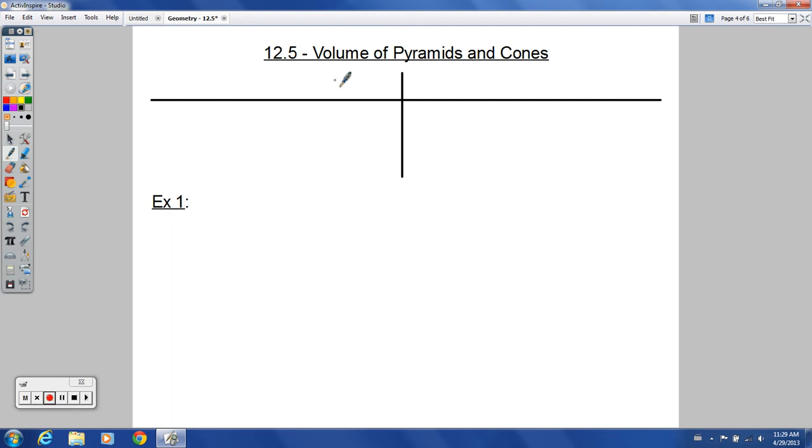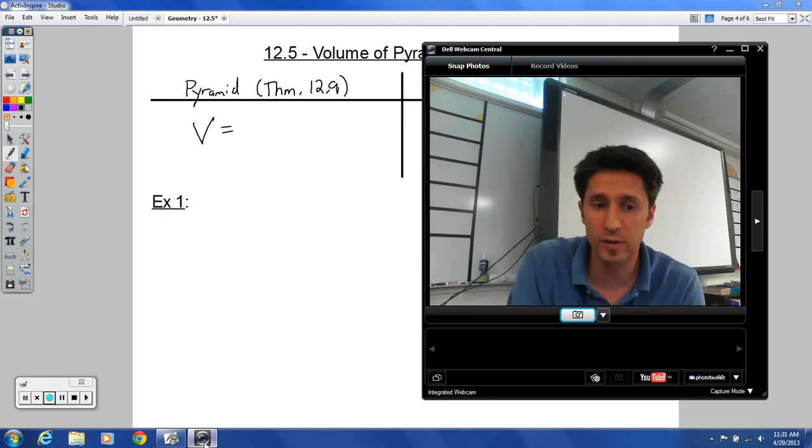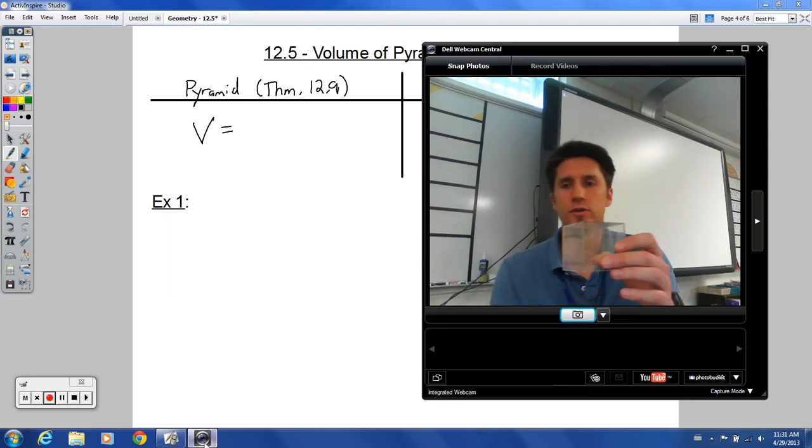So the volume theorems, the volume formulas for a pyramid, put that on the left side here, that's theorem 12.9 in our books, and the cone is going to be theorem 12.10. And the volume formula for a pyramid, I'm going to let the tension rise here for a moment. And I'm going to do a little demonstration here to show you why this is what it is.